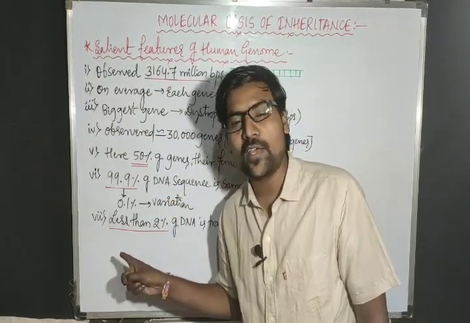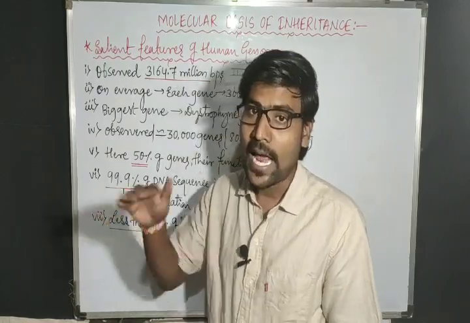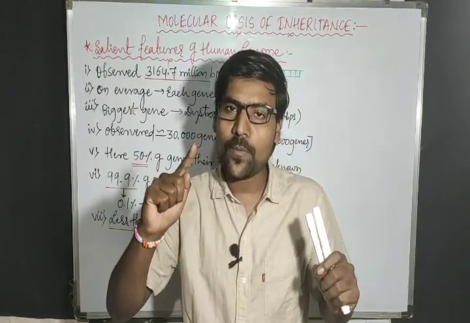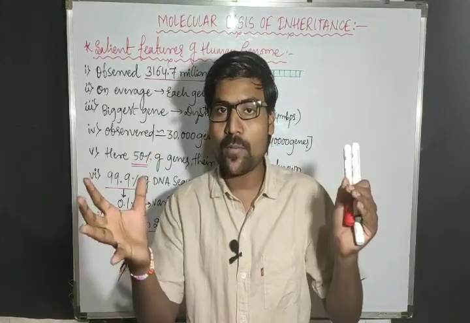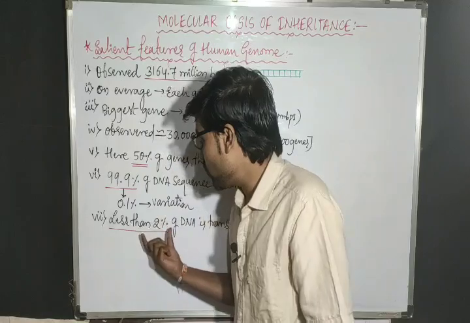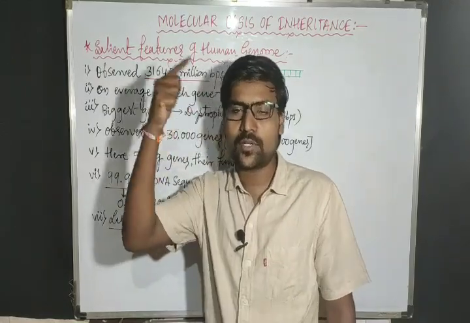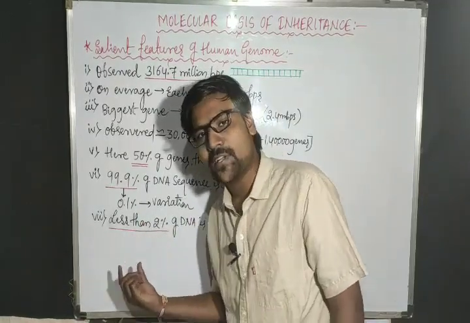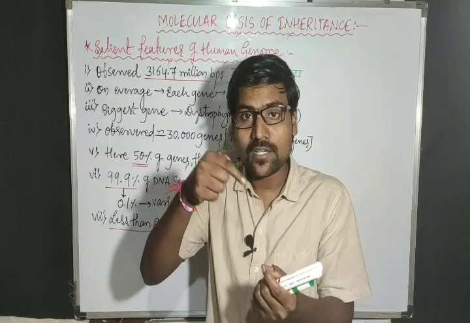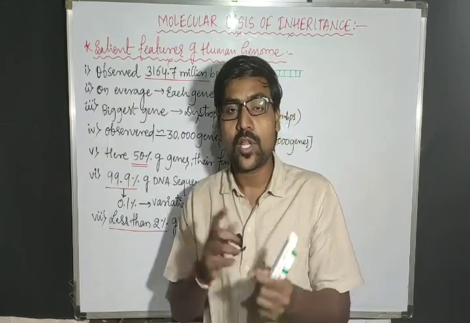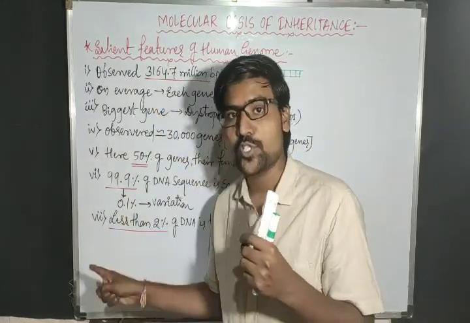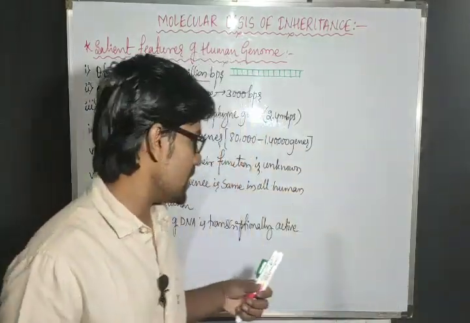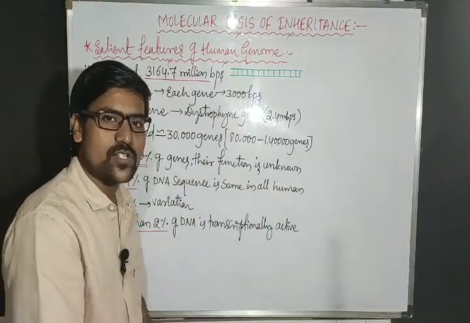This 2% DNA we will refer to as euchromatin, and the remaining 98% of DNA we will refer to as heterochromatin. Heterochromatin is transcriptionally inactive. Why? Because it is more condensed. Euchromatin is loosely packed. You have heard these terms during DNA packaging. So 2% of DNA is loosely packed, so that is transcriptionally active. How we came to know this is by the Human Genome Project. So less than 2% of DNA is transcriptionally active, and most of the remaining portion is transcriptionally inactive.